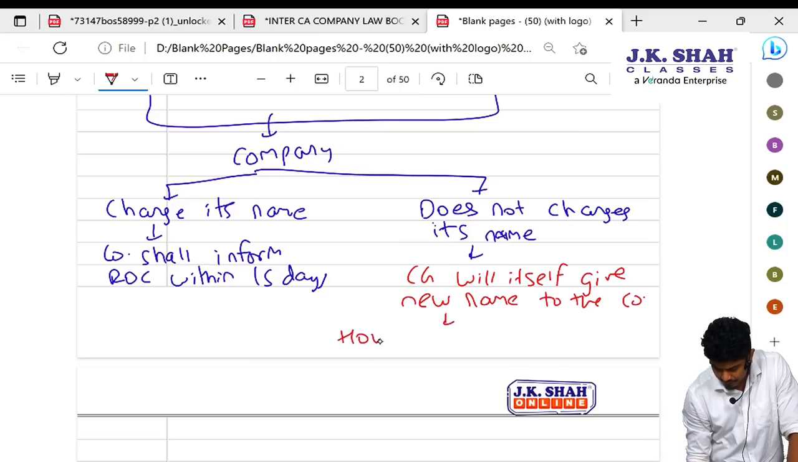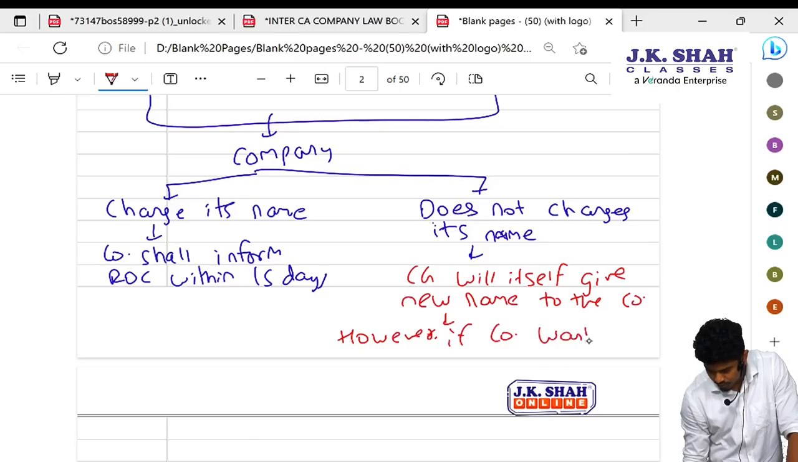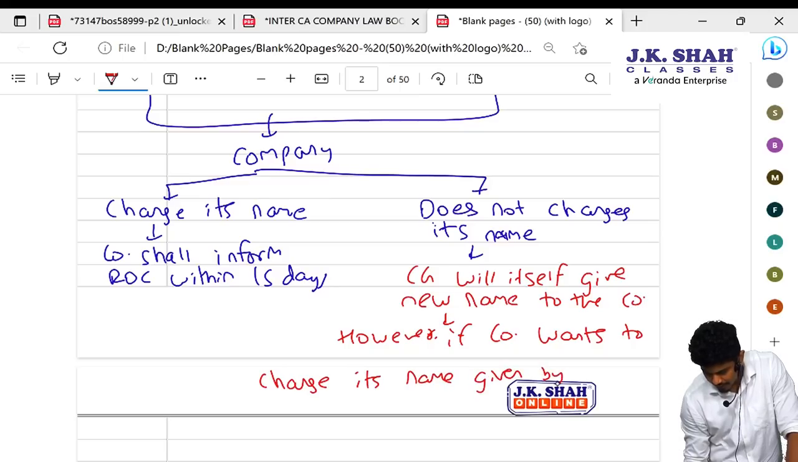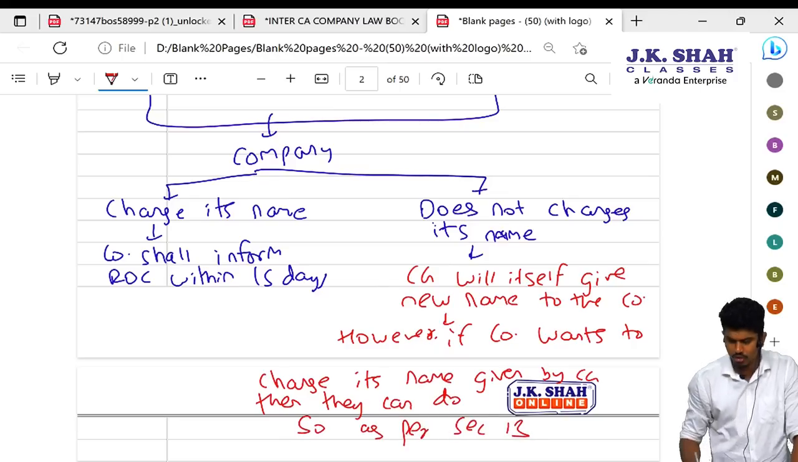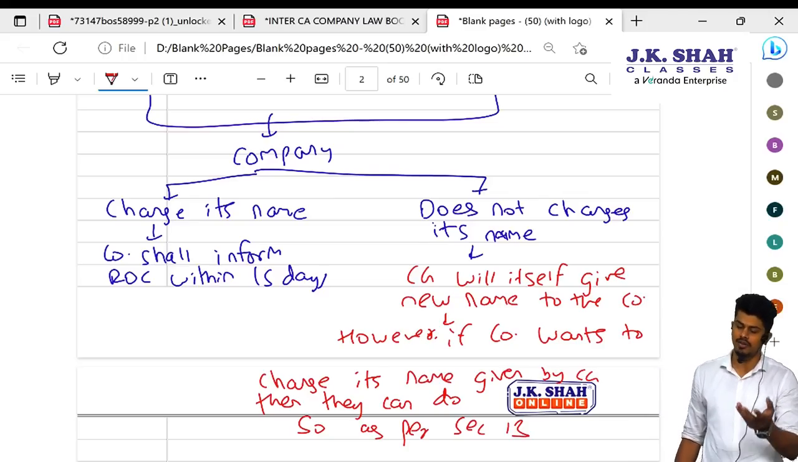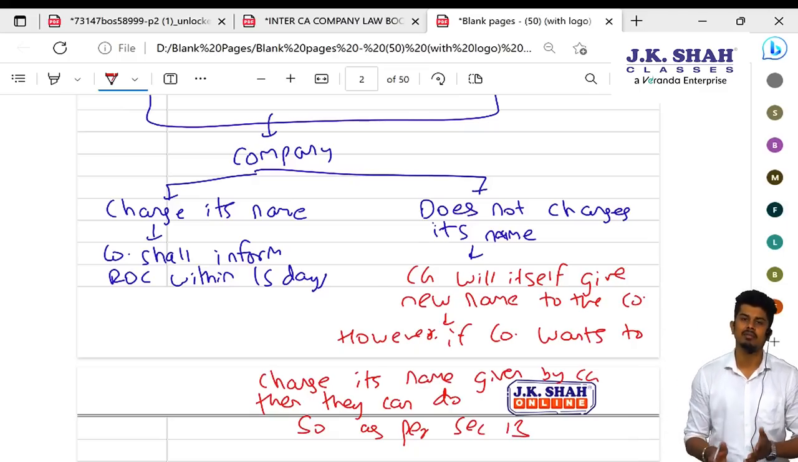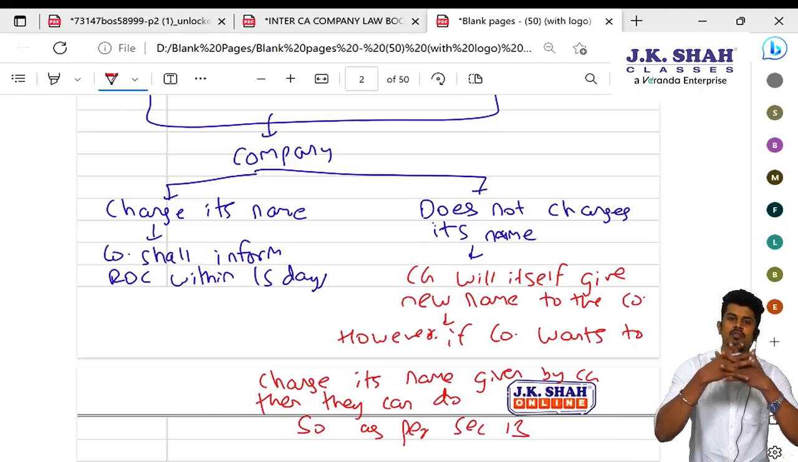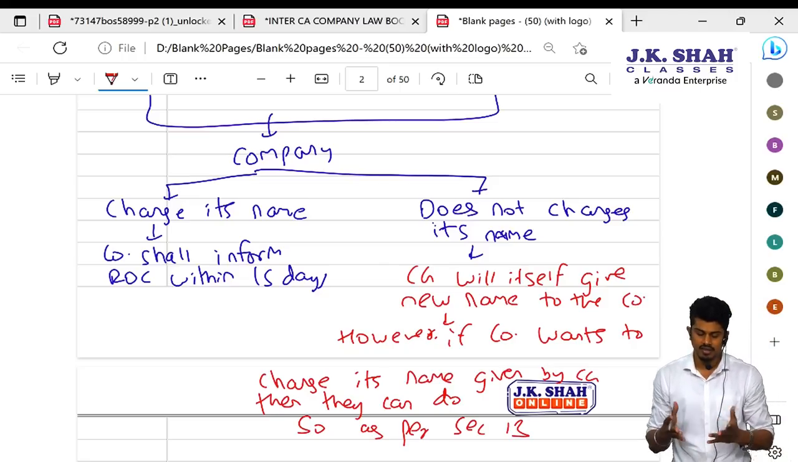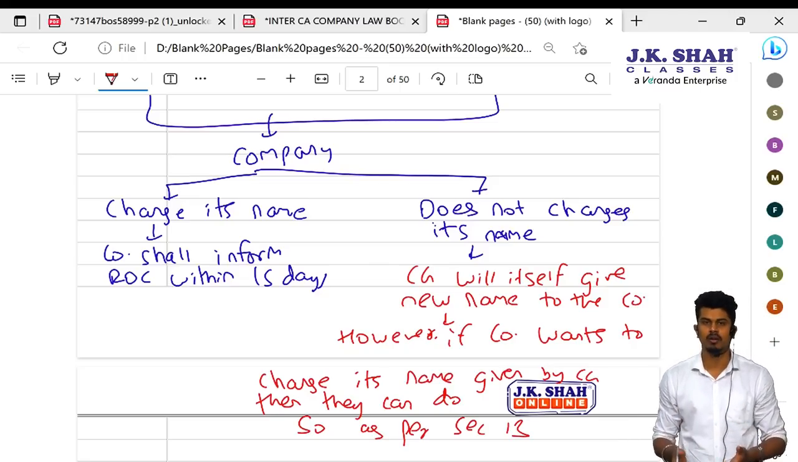However, if company wants to change its name given by central government, then they can do so as per section 13, which talks about alteration of memorandum of association, that is alteration of name clause. Easy. So this was the entire amendment. There was nothing new in it. Students which have been taught in the classroom, especially JKC students, we know that we have already covered this particular thing in the same format which I have given now.